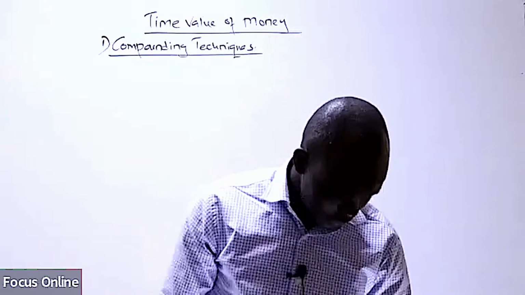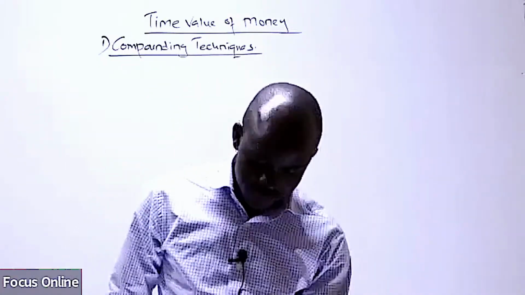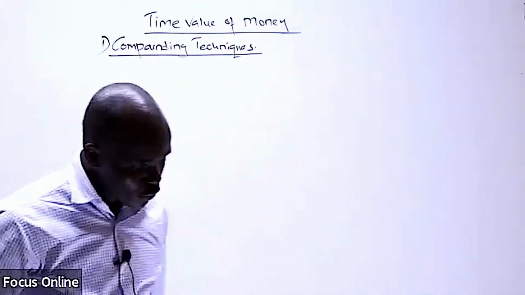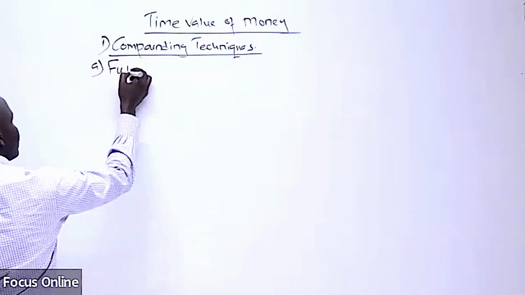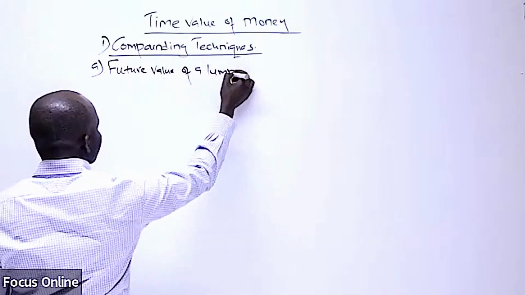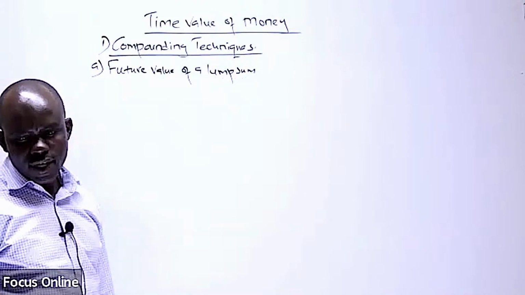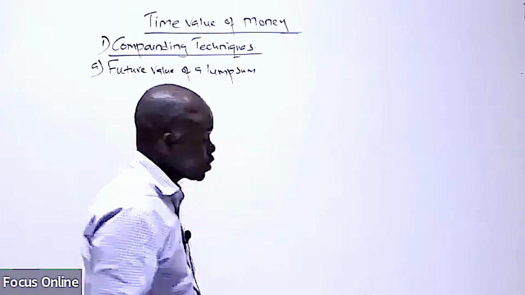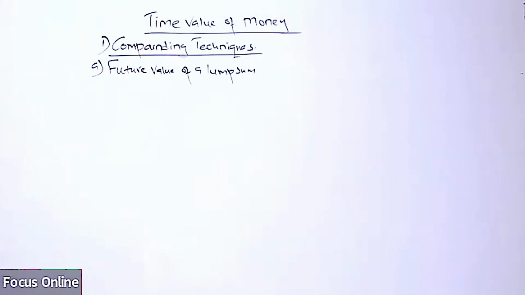So just write concepts of compounding, or compounding techniques, and we start with the first one, future value of a lump sum. Alan? Okay, I will share, but the handout is more summarized. So we start with future value of a lump sum.